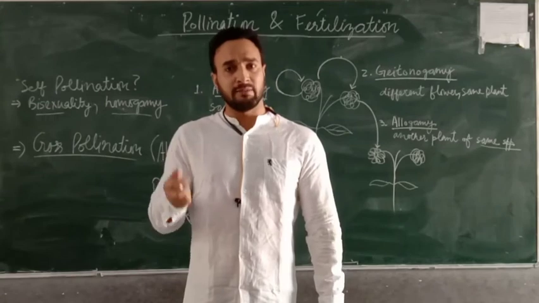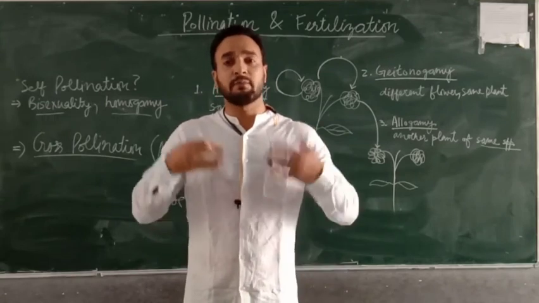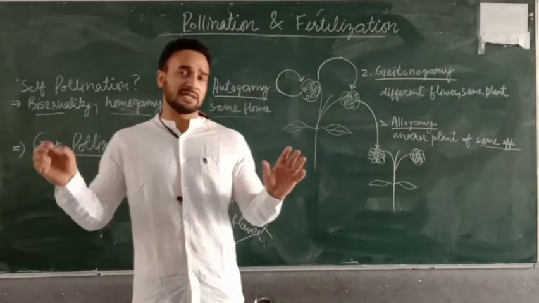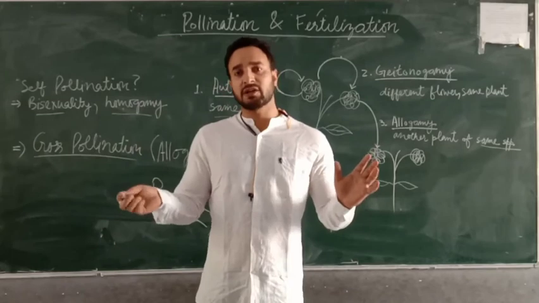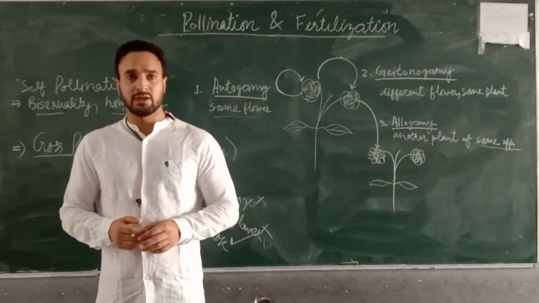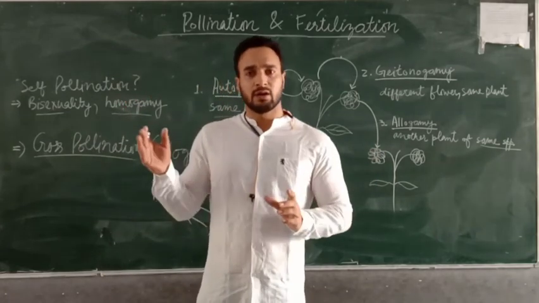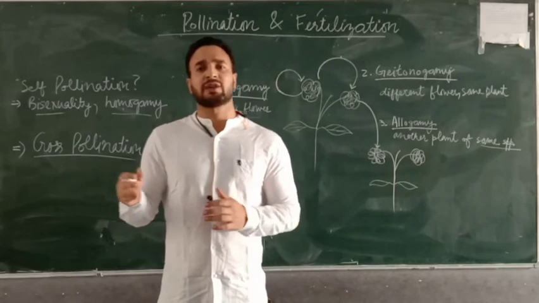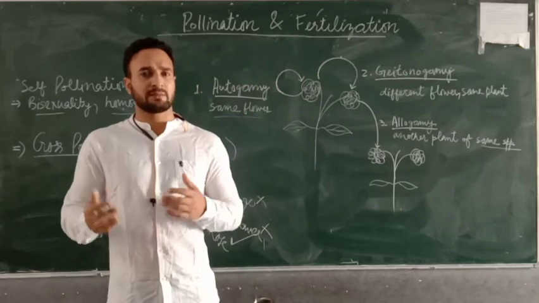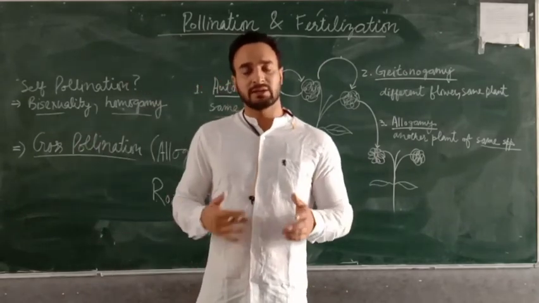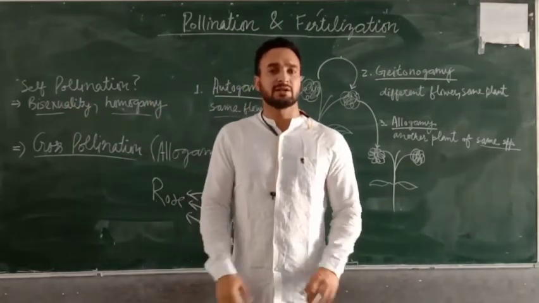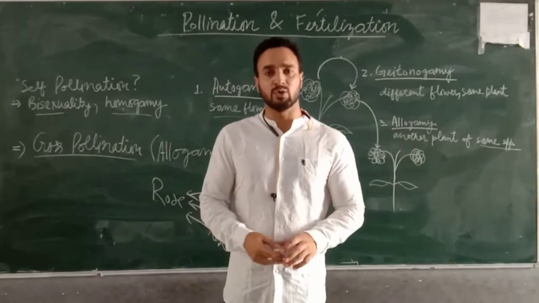Homogamy means that the male and the female parts should also mature at the same time. Understand? So both the anther and the stigma should get matured at the same time for successful self-pollination. If either the stigma or the pollen grains mature at different times, say one matures in the spring and the other matures in autumn, or there's a break of 10, 20 days or a month, then self-pollination cannot happen. So these are the two prime conditions for self-pollination, that is bisexuality and homogamy.